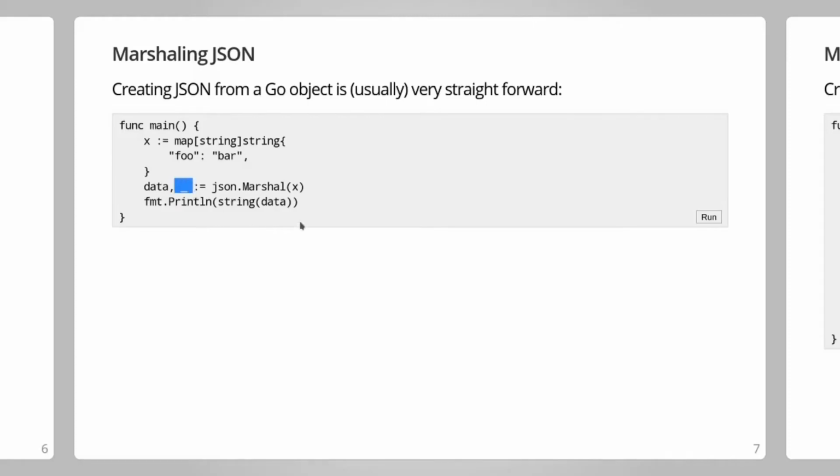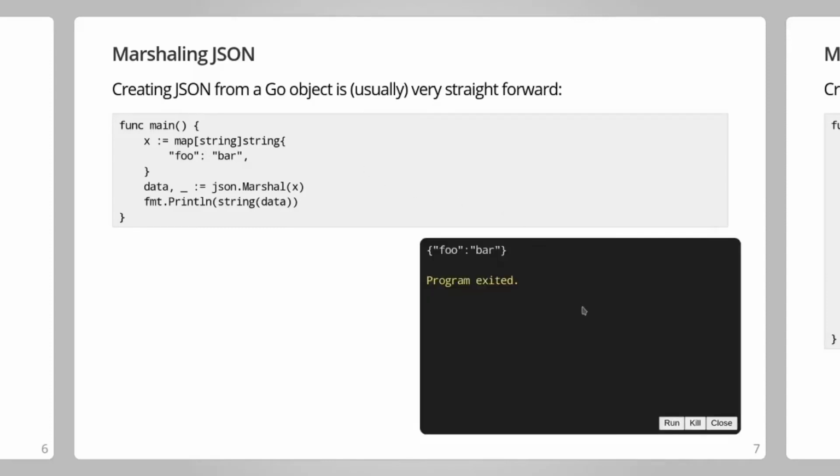Obviously, in production, never do that unless you have a really good reason. But for this video, to make the demonstrations a little bit shorter, I often skip error checking. Just be aware of that. So this simple example program takes a Go map of string to string with a key of foo and the value of bar and converts it to JSON, which is pretty expected, foo to bar.